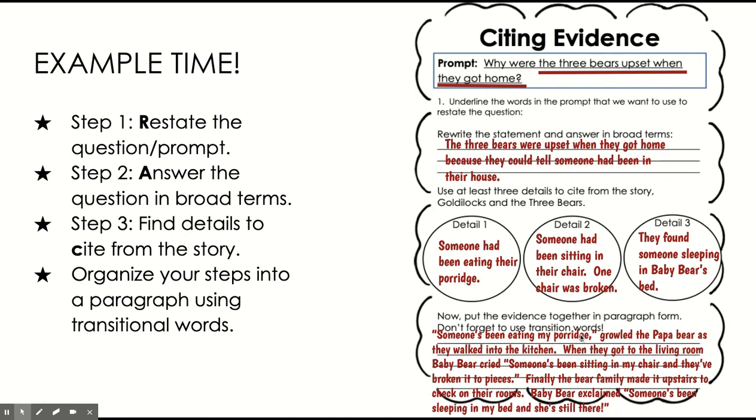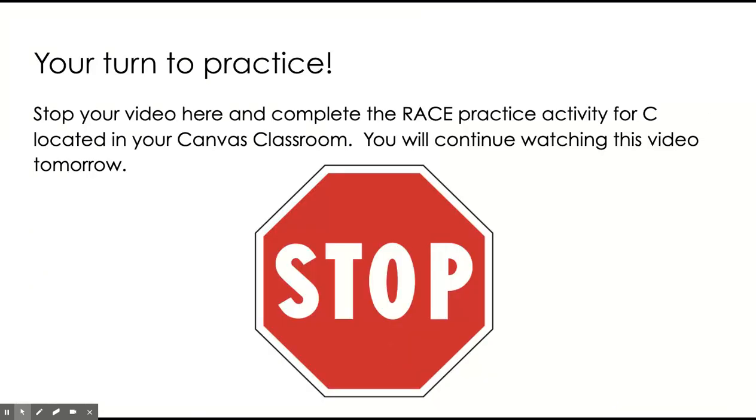Not only do I cite three different examples from the text, I use transitional words like finally, and I show the evidence that answers my question. Now, it's your turn to practice. Stop here for the day and we'll continue with this video tomorrow. Make sure you complete your RACE practice activity.